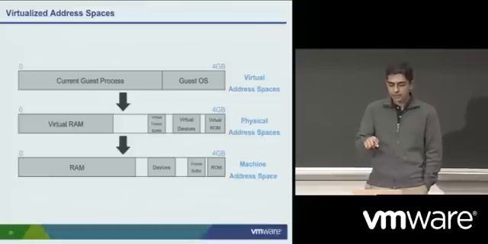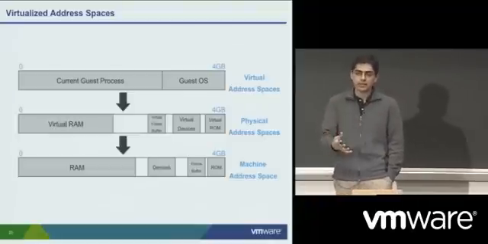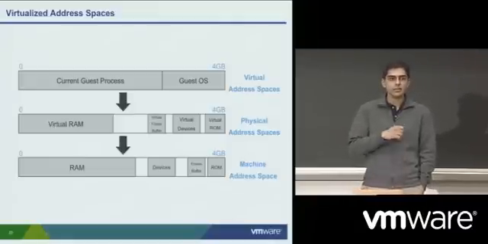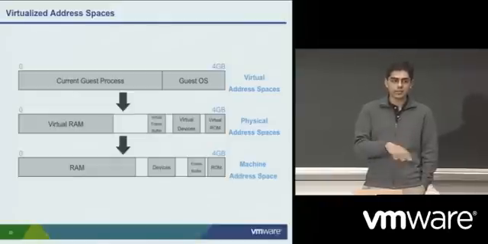So physical address space here is really not physical. It's just the view, from the point of view of the guest operating system, it's the physical address space. But it's actually translated into yet another space called the machine address space, which is the real machine addresses on the underlying hardware.